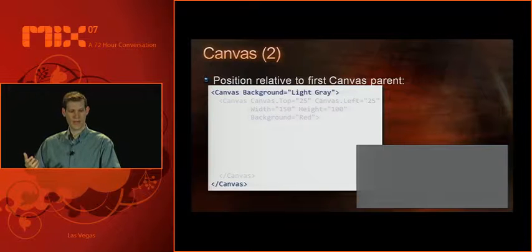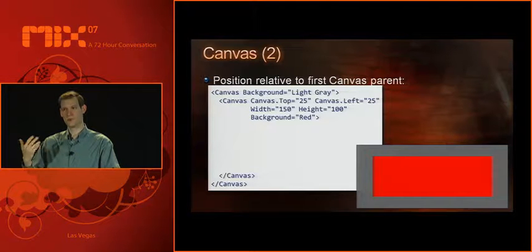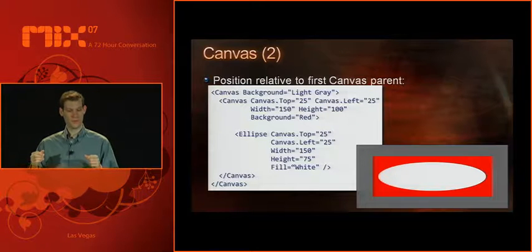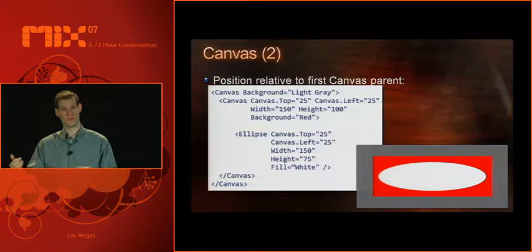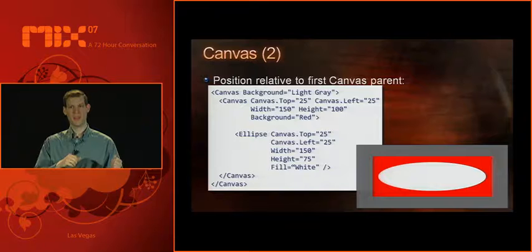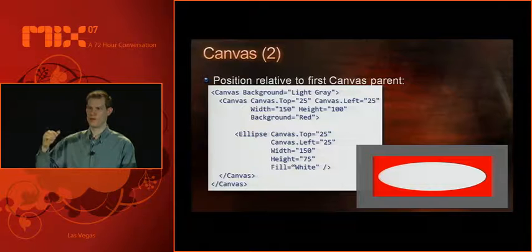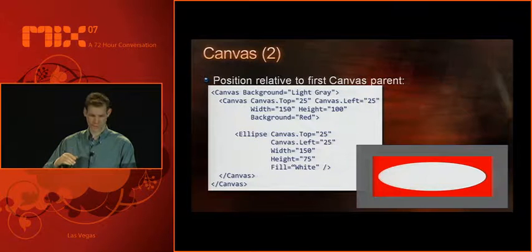And here we have a gray canvas. Inside it is a red canvas. And inside that red canvas is a white ellipse. And if we wanted to move, say, everything inside that red canvas, maybe we put 2 or 3 things inside of it, and we moved that red canvas around, that ellipse would move with the canvas. So it makes for a nice grouping mechanism if you want to move a number of elements at once.